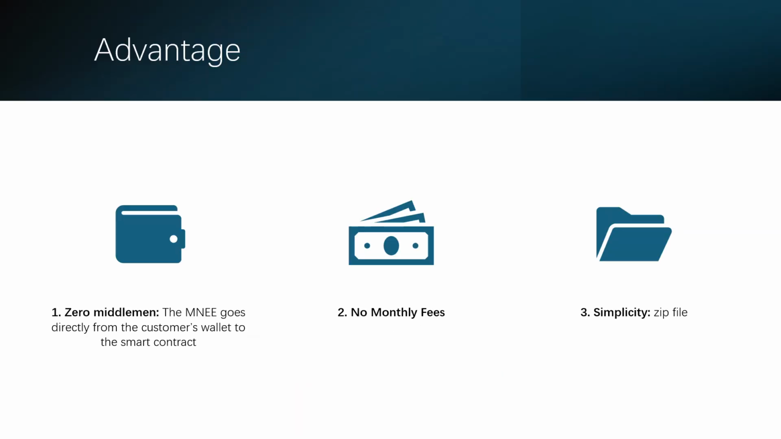So most people assume e-commerce needs a middleman. My project proves it doesn't. Firstly, zero middleman. The MNEE goes directly from the customer's wallet to the merchant's smart contract. I don't touch the money. Joomla doesn't touch the money.